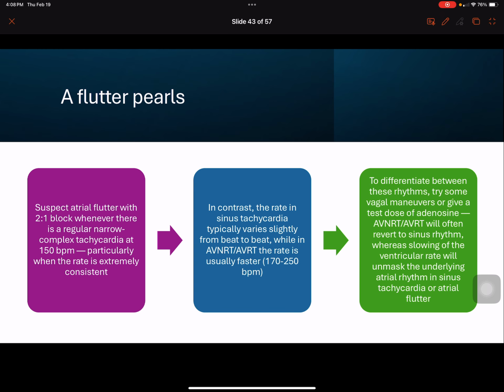All right. To differentiate between these rhythms, we can try some vagal maneuvers. We can test dose adenosine. In most of those patients, AVNRT will revert to a sinus rhythm, whereas sometimes the slowing of the ventricular rate can unmask the underlying atrial rhythm. If it's sinus tachycardia or atrial flutter, we sometimes can see that. So we can try that.